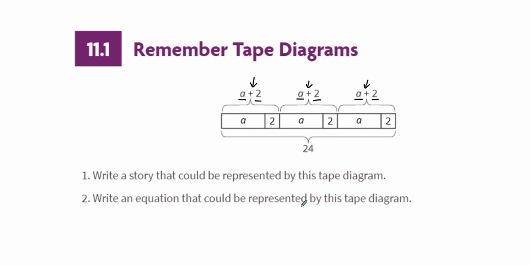Number 2 says write an equation that could be represented by this tape diagram. Well, we know our total is 24. 24 is equal to, she has 3 groups of friends, and she gives each friend some number of apples plus 2 oranges. And each friend is going to get that much fruit, and she has 3 friends. So that's what our equation might look like for this tape diagram and this story.